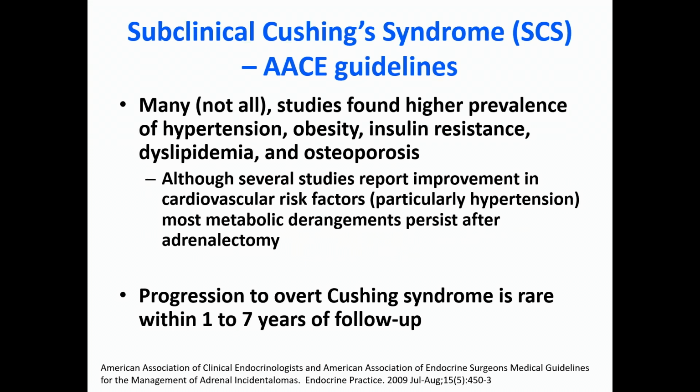And in terms of patients who have this syndrome, many but not all studies found a higher prevalence of high blood pressure, obesity, insulin resistance, dyslipidemia, and osteoporosis. The progression, however, to overt Cushing's syndrome is quite rare within 1 to 7 years of follow-up.